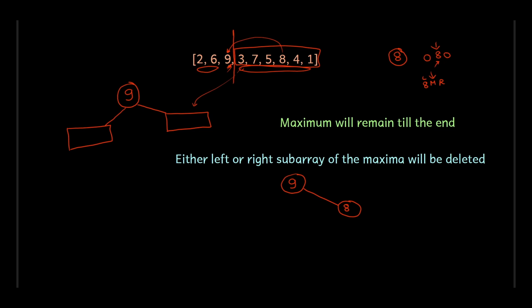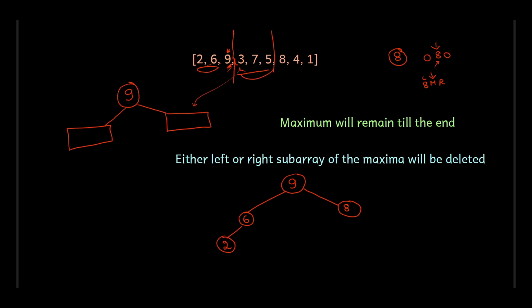And on the left hand side, what is the maximum element? That is 6. And then at 6, you partition it again. So the left half is 2 and the right half is empty. So you create this 2. Now when you partition it at 8, you can see that 9 already acts as a boundary, and now 8 is also acting as a boundary. So it creates this left subarray and this right subarray.